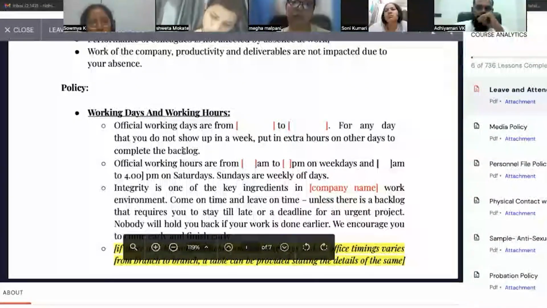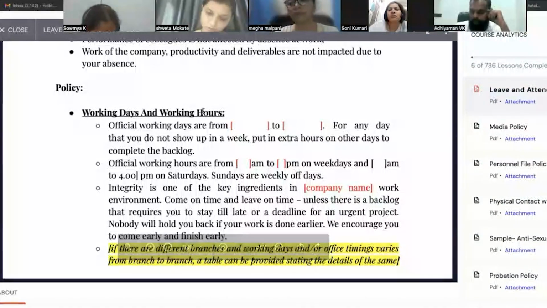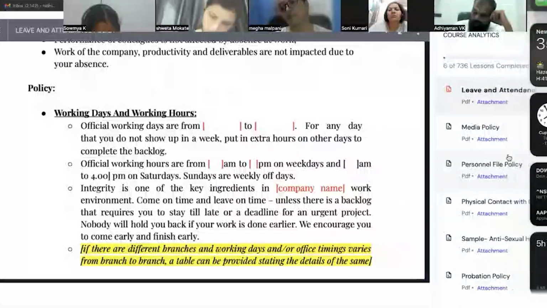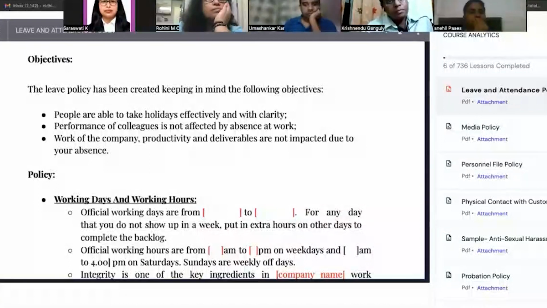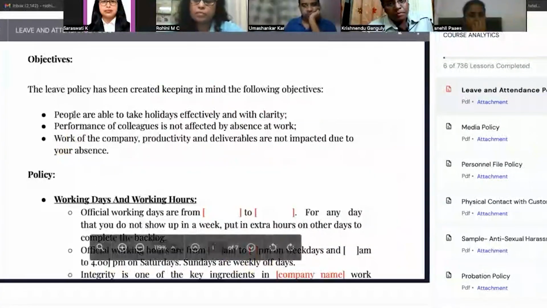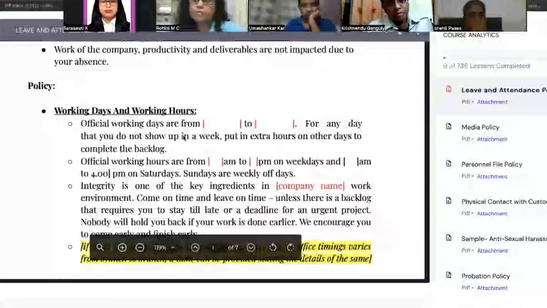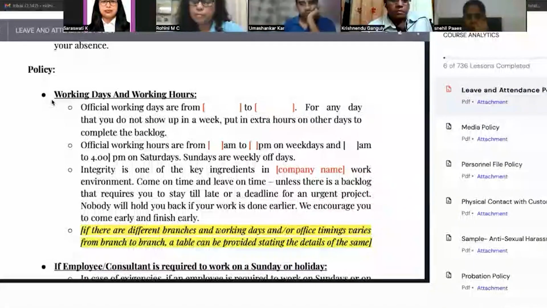Before the policy, I would recommend having applicability also. Who is this applicable to in the organization? We have that in the dress code policy, we will look at it. So after objectives, after laying down what you're intending to communicate with the policy, tell who it is applicable to in the organization. Then you lay down your policy. Leave and attendance policy, the basic thing that comes to your mind when you hear the term is: when can I take leave and when do I have to be in the office? Correct? Very simple and basic.